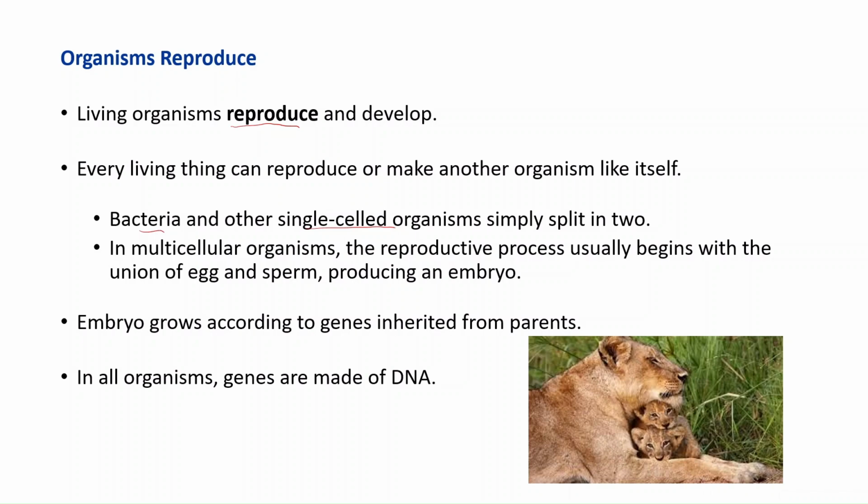But when you talk about multicellular organisms, usually what we're talking about is an egg and a sperm that come together, they form an embryo, and that embryo is going to develop, it's going to grow according to the information contained in the genes inherited from the parents. And just for the time being, we're going to say the genes are made up of DNA. We're going to have several chapters just on genes and DNA, so don't worry about it for now.